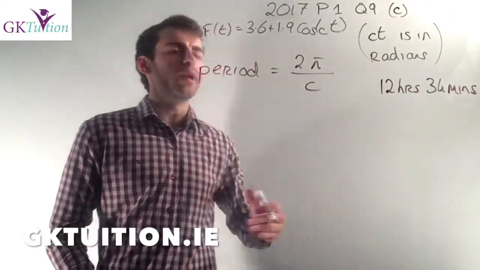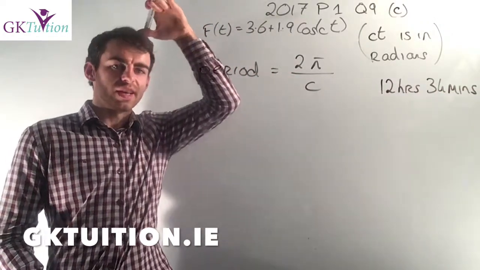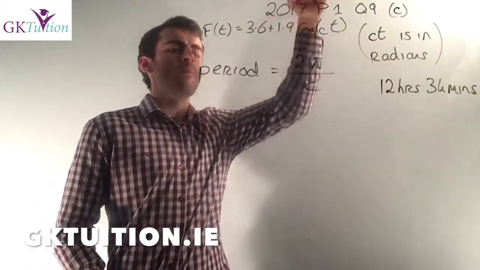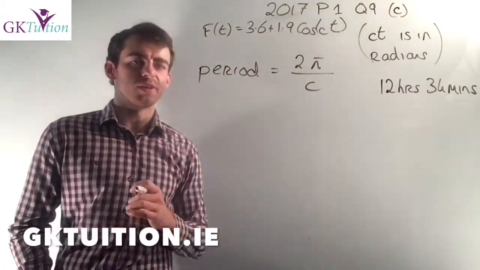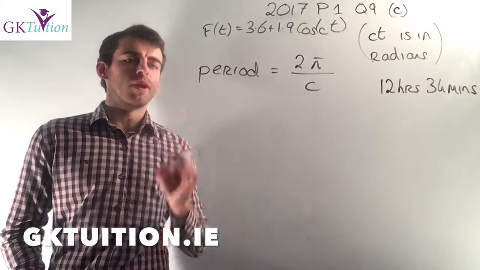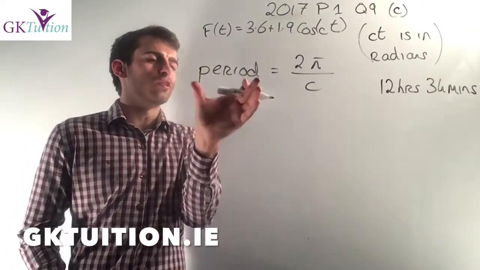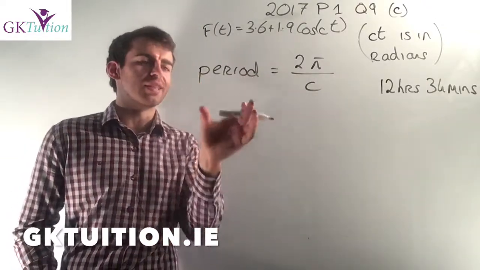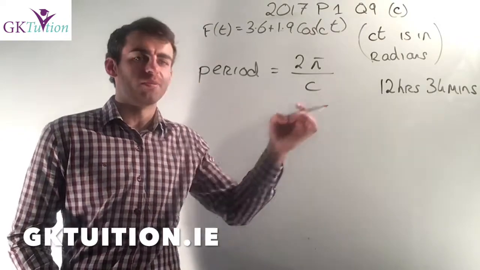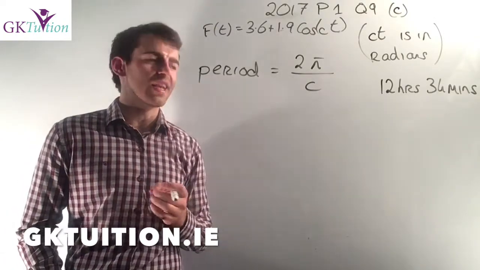So that means I know the period of my graph, the time it takes to get from the maximum down to the minimum and back to the maximum, is 12 hours and 34 minutes. So I know my period. But obviously I don't want to sub in 12 hours and 34 minutes into this. I need to write it as 12 point something hours. So I need to write it as a decimal.